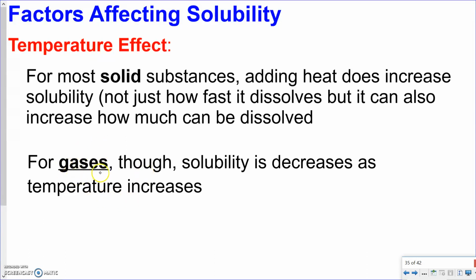For gases, though, if we increase temperature, guess what's going to happen? It's actually going to cause less of the gas to be able to dissolve. So think about a warm Coke versus a cold Coke. Warm Cokes are disgusting, and that's because the gas is not able to dissolve very well and it escapes very quickly. Versus a cold Coke, more gas is able to dissolve, and therefore it tastes much better. So think about it this way. What happens if you increase the temperature of a gas? Well, the gas molecules start moving much faster, and therefore they're not going to stay put very well, and they're going to escape wherever they're being put very, very quickly. Okay, so that's the temperature effect.